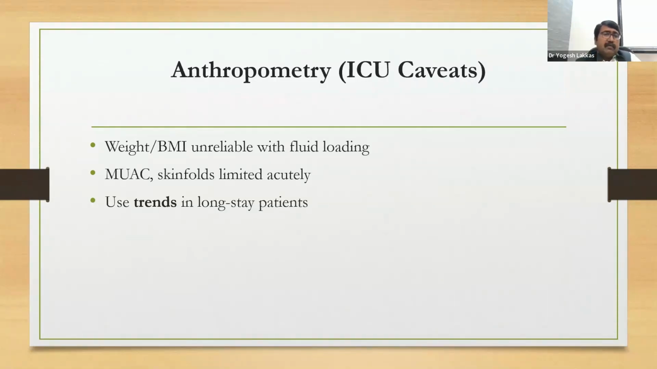Anthropometry: weight and BMI are unreliable with fluid loading. Many of the patients have edema, then you cannot do these measurements. Mid upper arm circumference and skin fold are limited acutely. Use trends in the long stay patients. The trends will matter a lot.